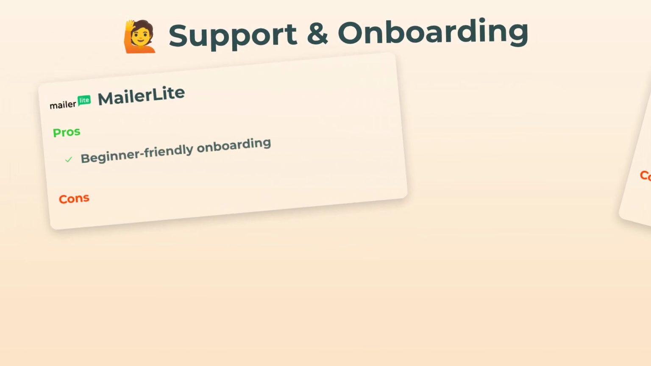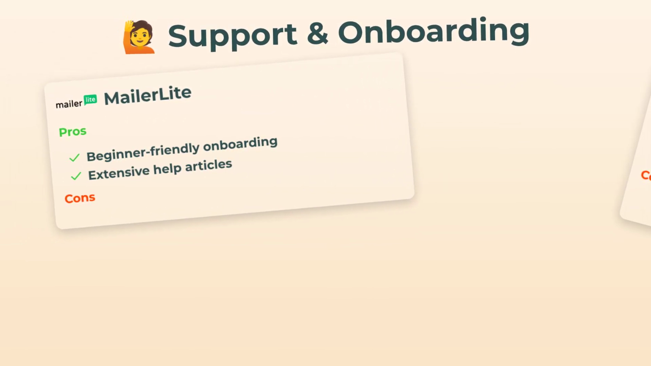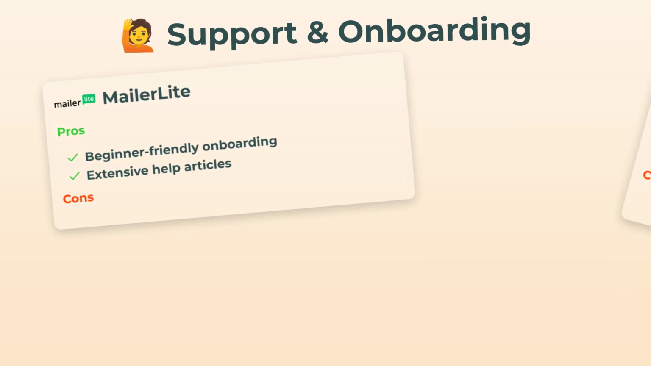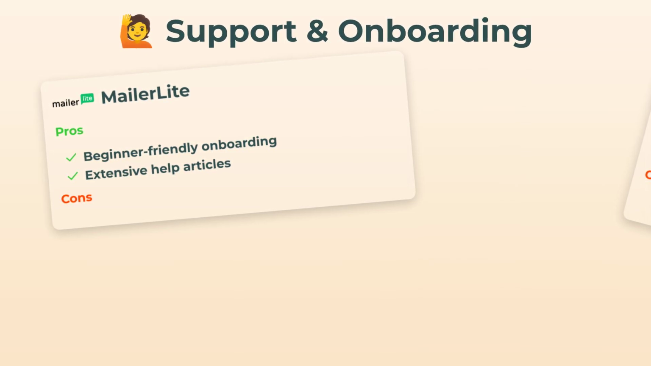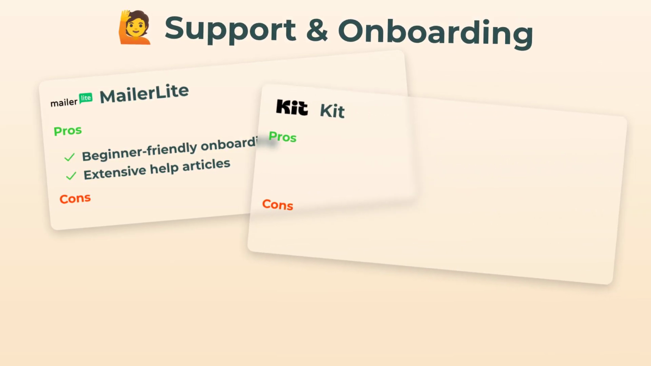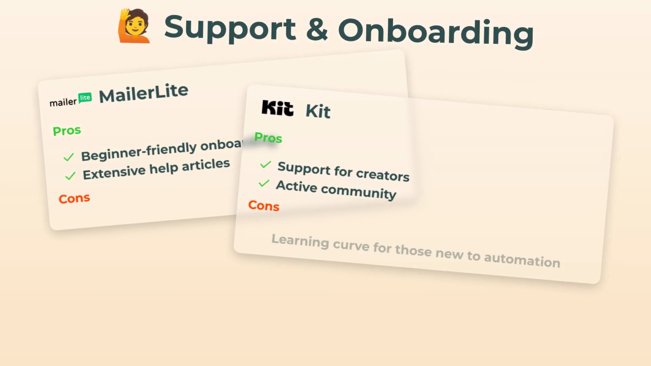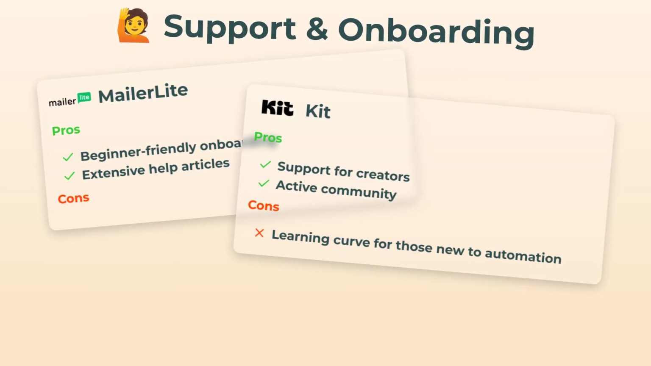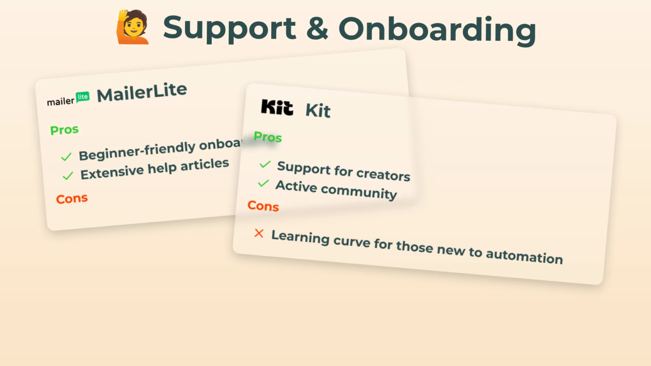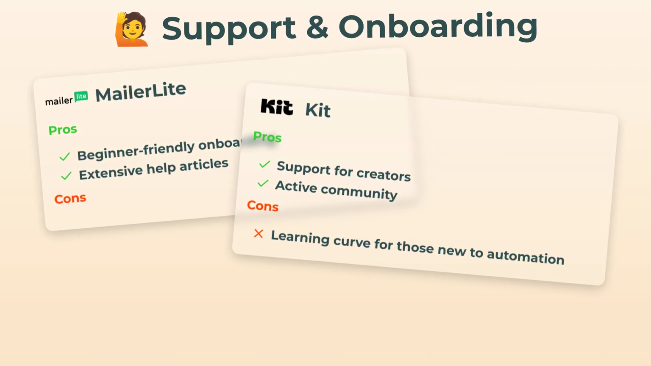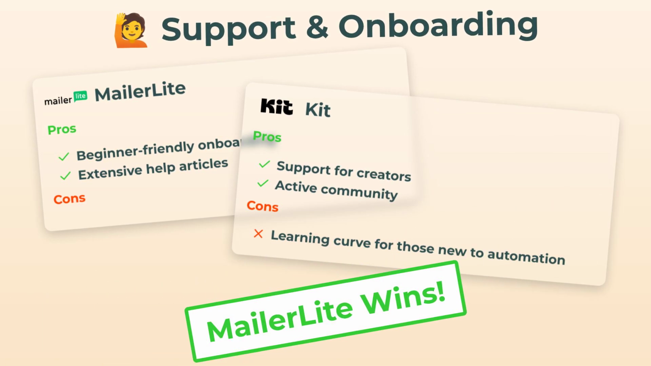Last up is support and onboarding. MailerLite is super beginner-friendly. The onboarding is smooth, and there are endless help docs to guide you through. If you're easily overwhelmed, MailerLite basically holds your hand through every step. Kit is also great, especially if you're a creator trying to level up and their community is really active. The only knock? If you're totally new to advanced automations, the learning curve might be a little steeper. So between these two, MailerLite has the edge when it comes to getting started with confidence.